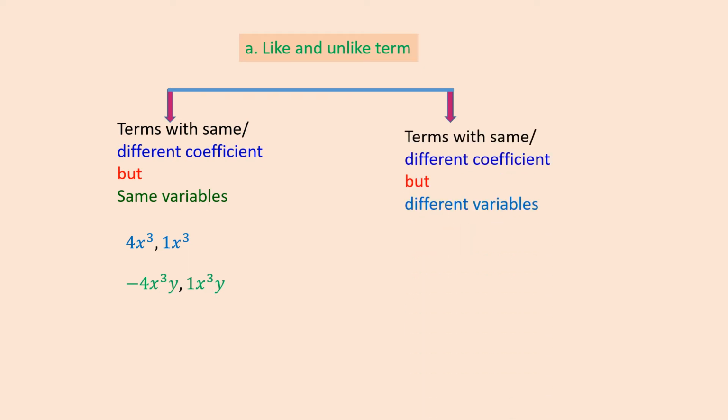Let us see unlike terms. Here you may have coefficients the same or different, but the variable part will surely be different. For example, 4x cube, 1x square. If you see, square and cube are different. Similarly, we have minus 4x cube y and 1x square y. They are all different terms. Clear?